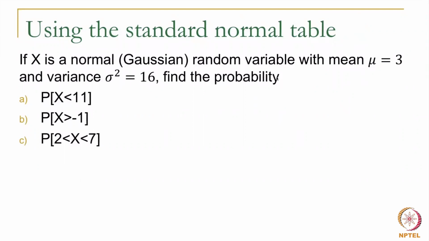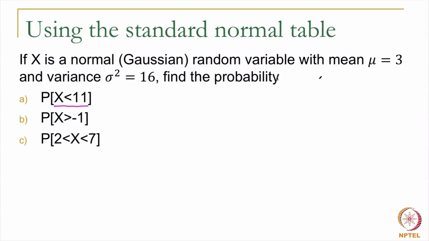So let's see an example now. Let's say X is a normal Gaussian random variable with mean equal to 3 and variance equal to 16. So I'm asking you to find out the probability that X is less than 11.